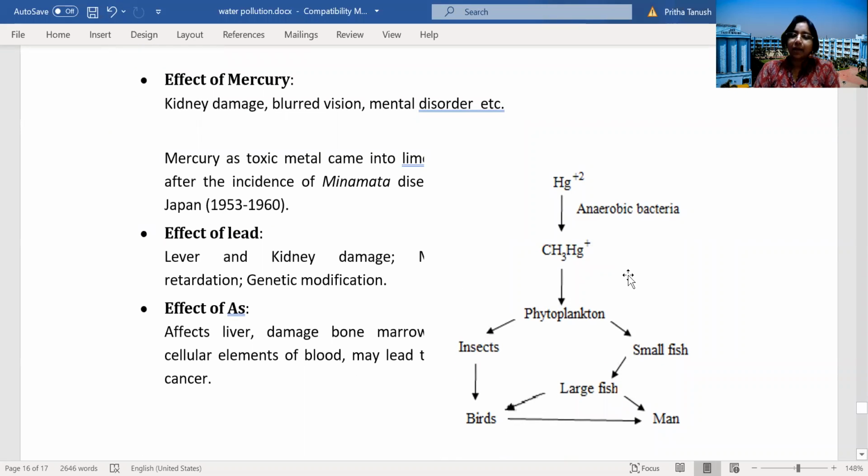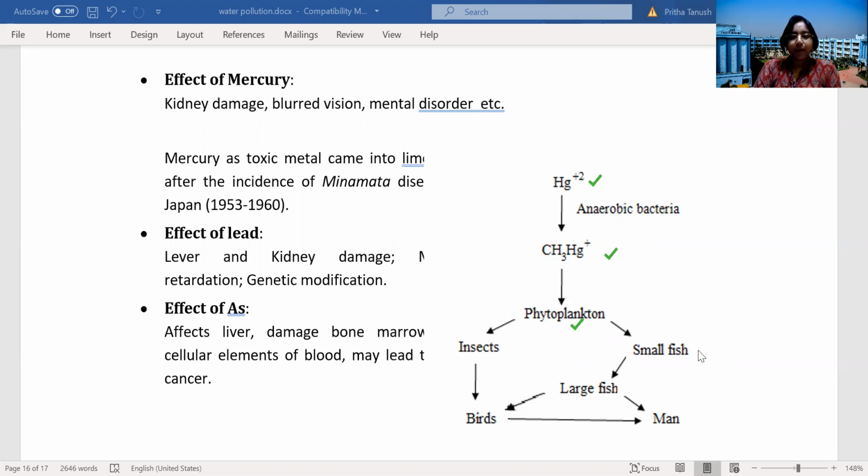So how does this mercury come into our body? Here the flowchart is given. Hg+2 is more harmful than Hg+1. Then it becomes CH3Hg+. Then it is absorbed by phytoplankton, which remain in the water bodies.